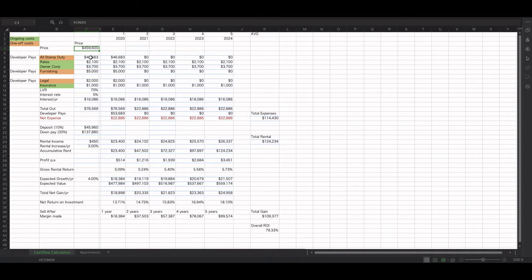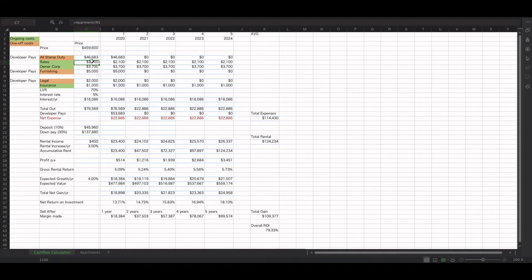And in terms of the stamp duty, as you know, this is made up of two components: the stamp duty that everybody has to pay, as well as, if you're a foreigner, a foreign surcharge. Okay. Rates, in this case, we are combining the water rates and the council rates. So council rates, generally for an apartment, in this case, is about $1,500 a year. Water rates is about $600 a year.